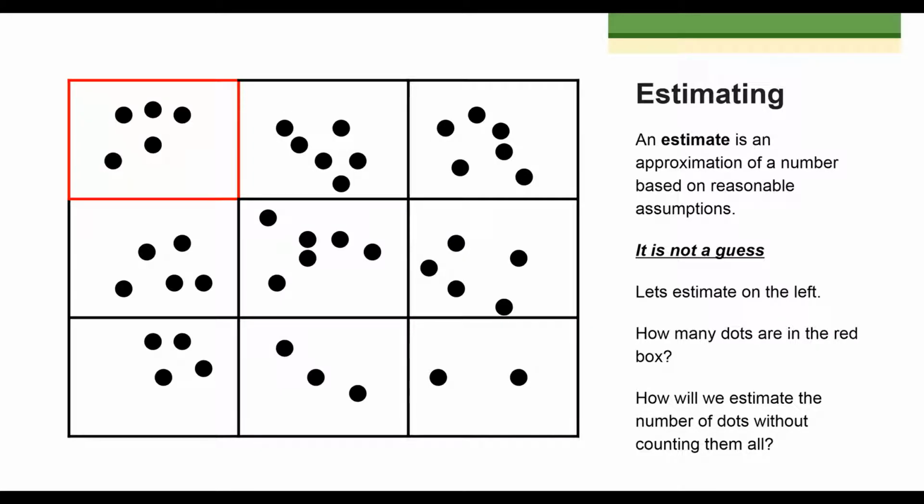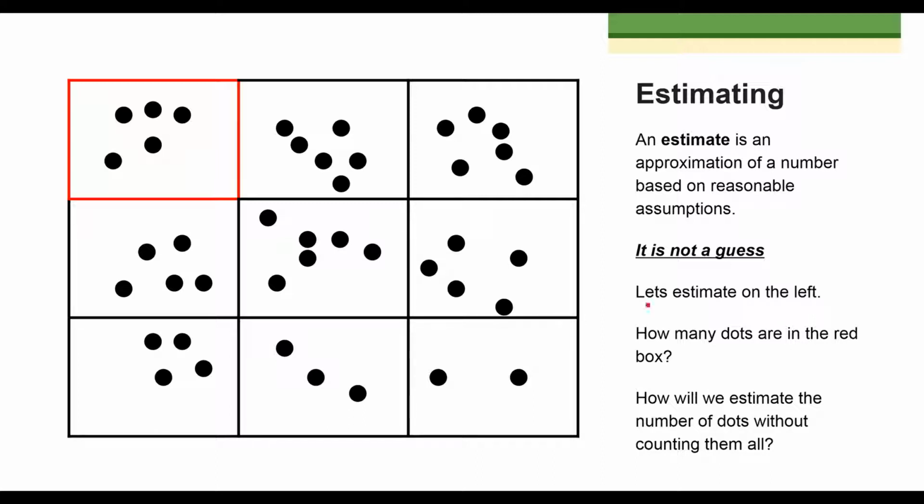So estimating, an estimate is an approximation of a number based on reasonable assumptions. Kind of a real important thing, it's not a guess. We're not just blindly guessing. It's an approximation, meaning on average or about, it'll be this number of things or about this far of a distance or this length. And we make some assumptions while we're doing this, some reasonable assumptions, which we'll show an example of in just a second.